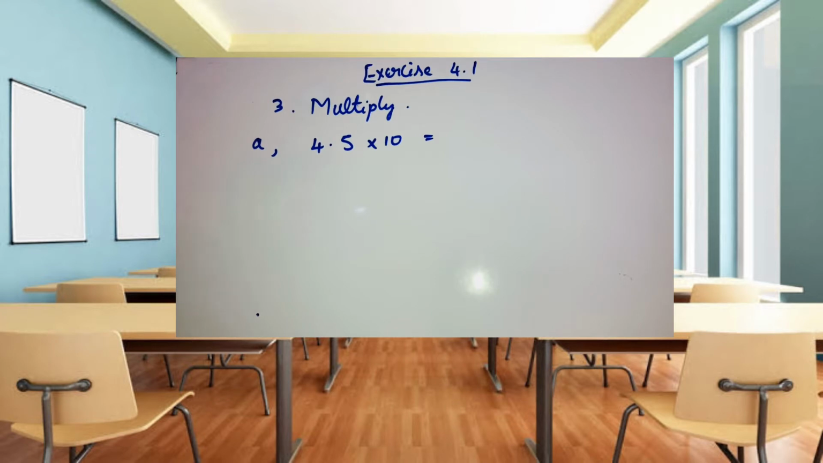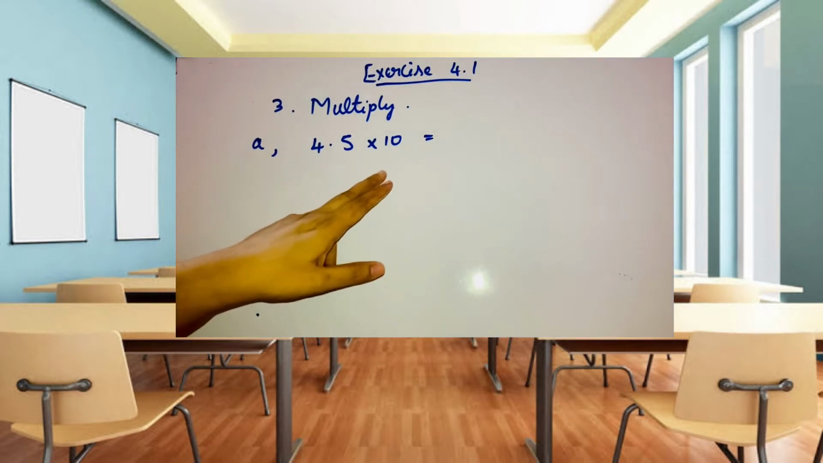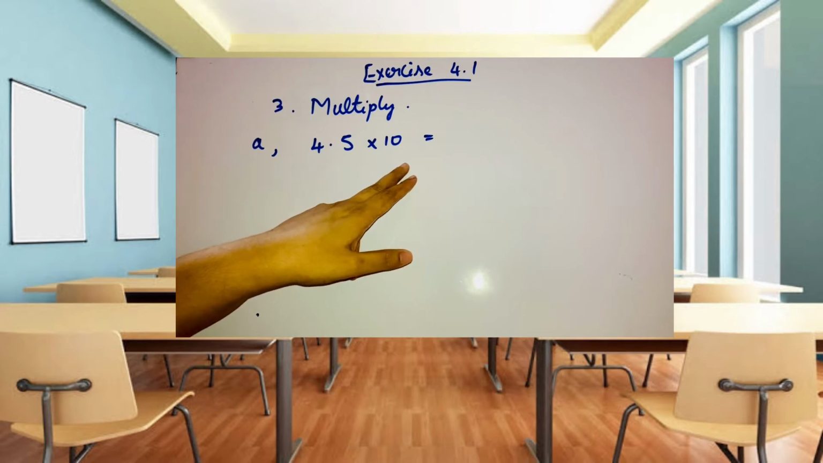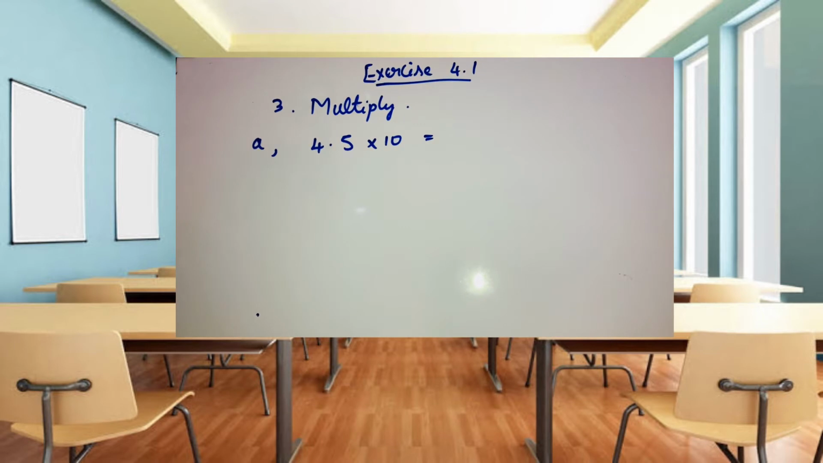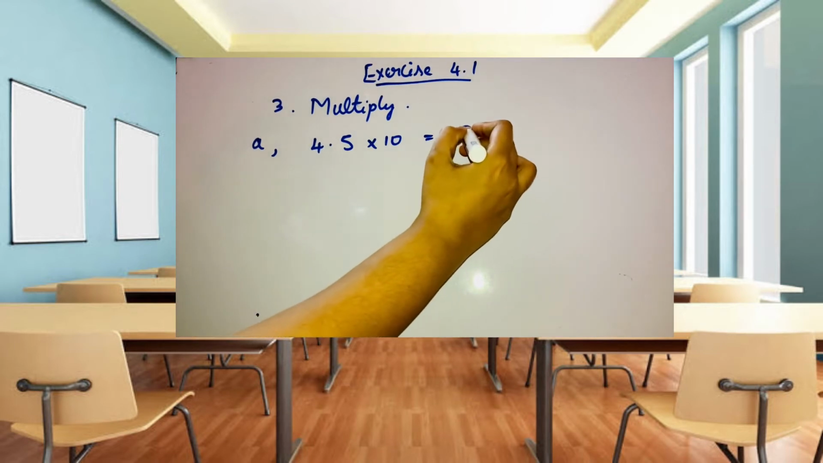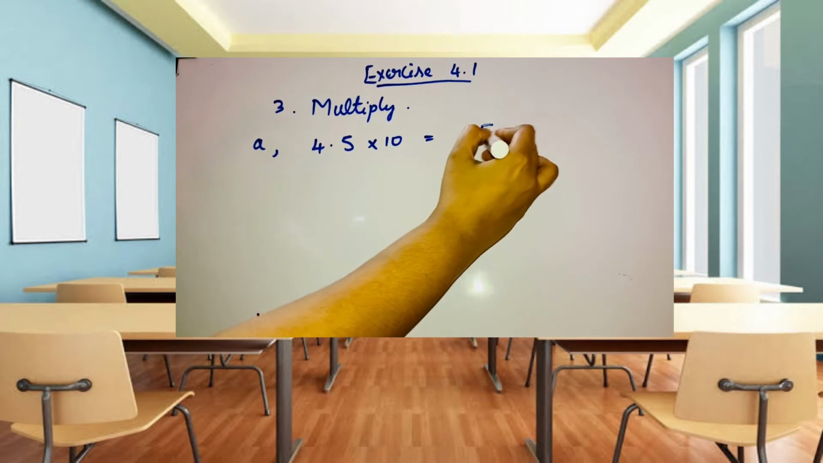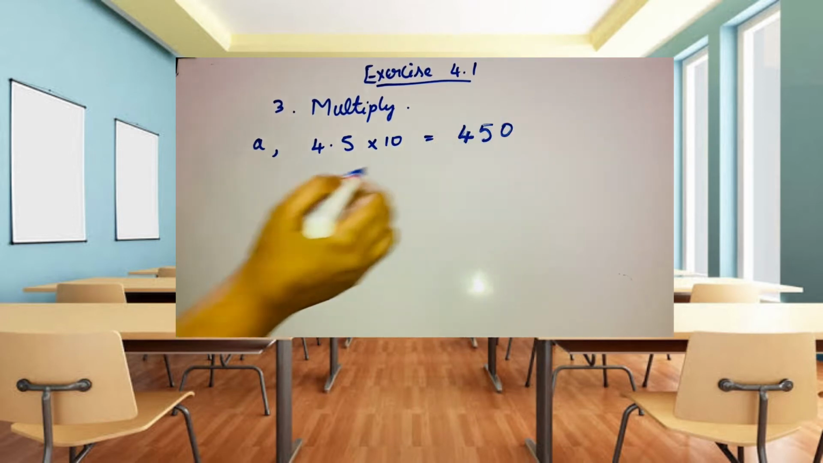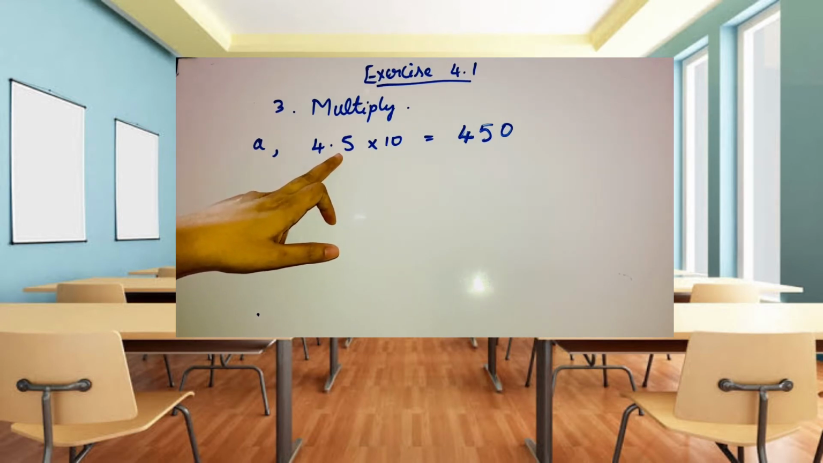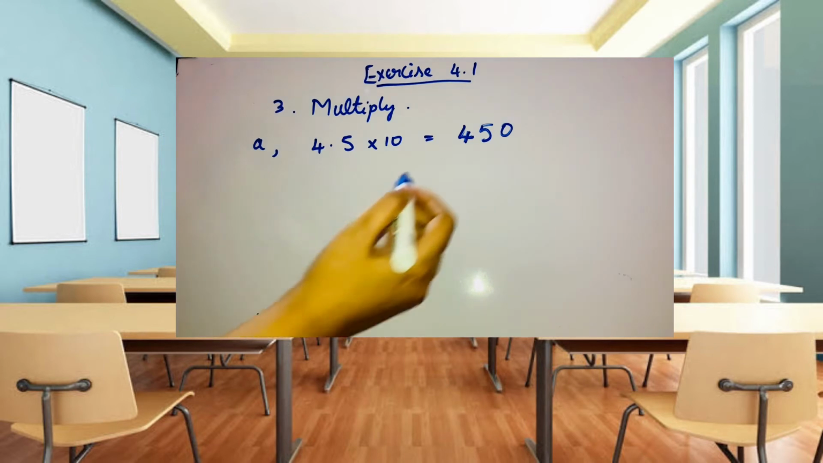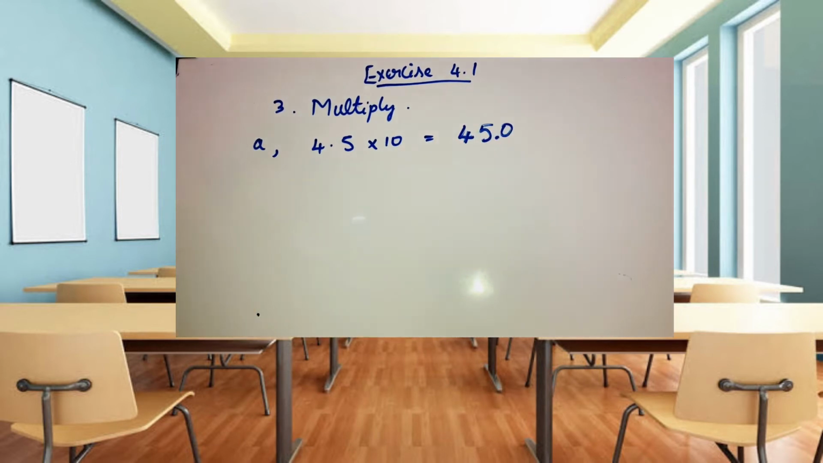Multiply 4.5 into 10. Whenever we multiply a number by 10, we just need to add a 0 at the end of the number. So 45 into 10 is 450. Here we can see that the decimal is kept after one digit. So we keep the decimal after the one digit. The answer is 45.0.